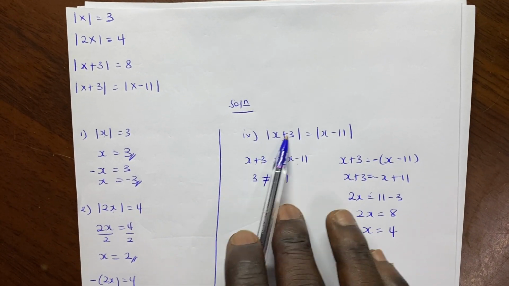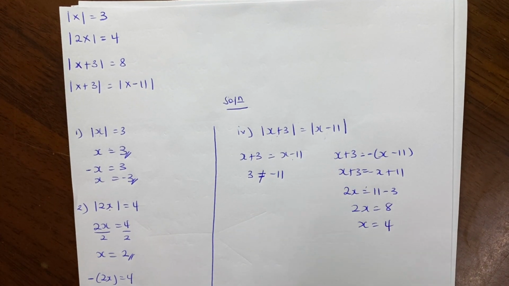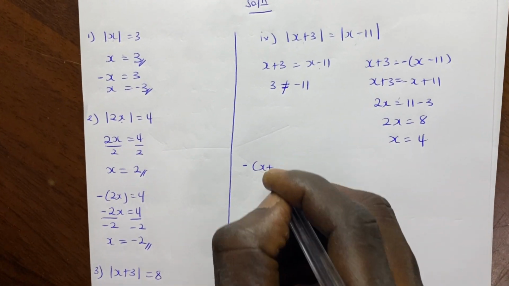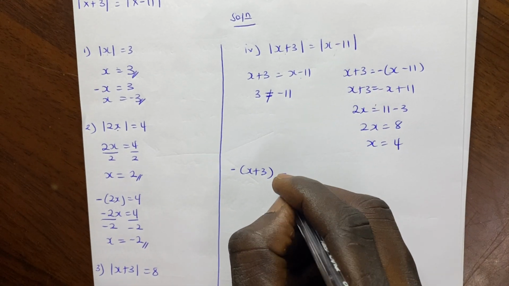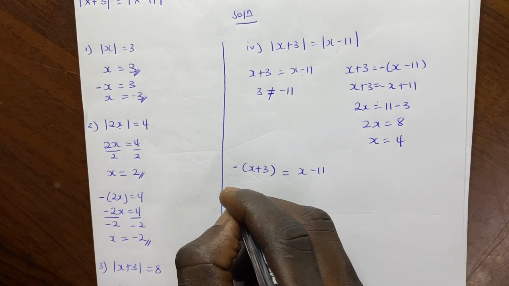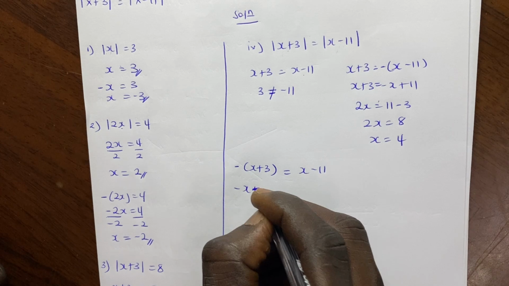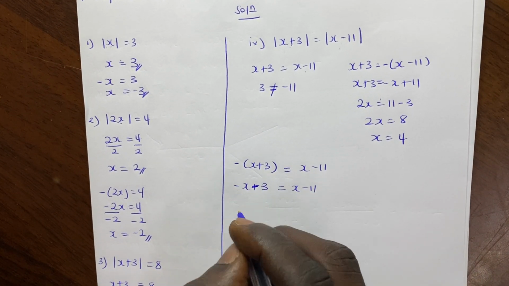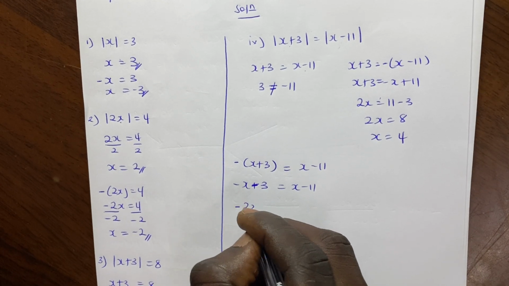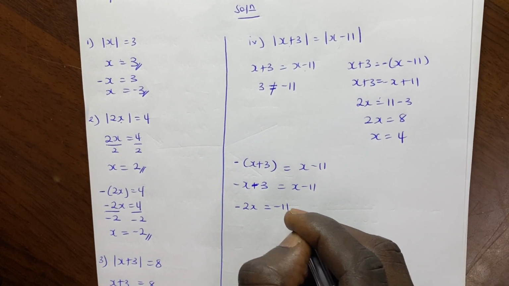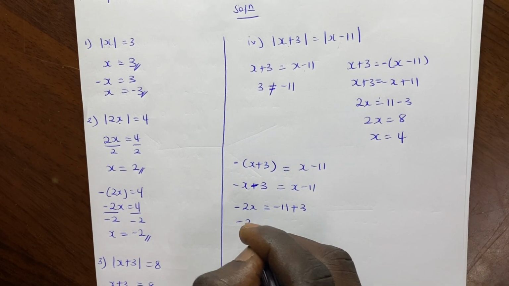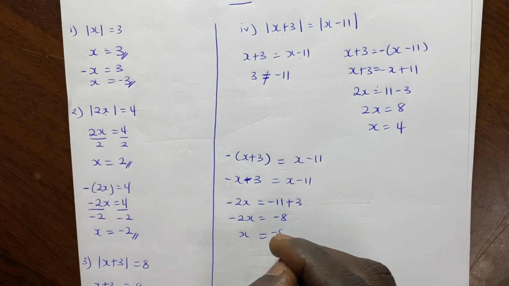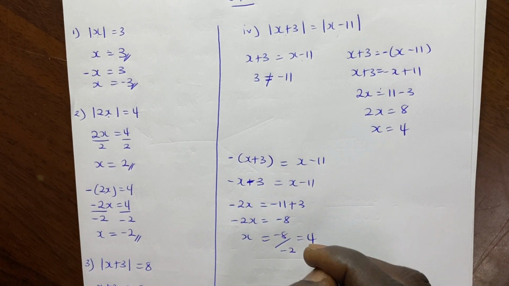What if we change this to negative and maintain this as positive and negative? Let's go through that one too. So when this is negative, we're going to get negative of x plus 3. We maintain this as positive equals to x minus 11. So minus x minus 3 is equal to x minus 11. And here, this will come here, so we are going to get minus 2x is equal to minus 11 plus 3. Minus 2x is equal to minus 8. And our answer is going to give us minus 8 divided by minus 2, which is 4.